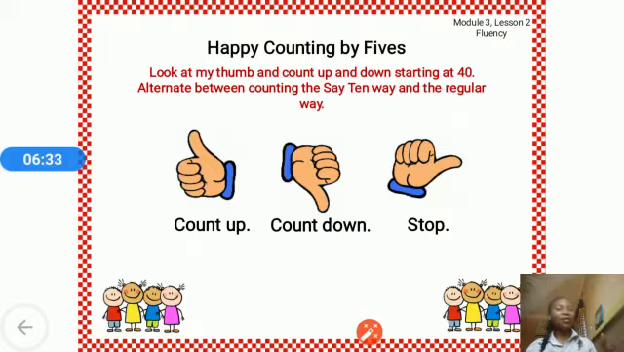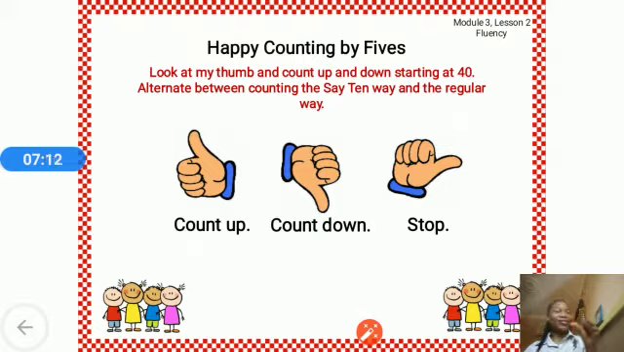Now let's count downwards from 40 to 5. Let's count in 5 in regular way. 40. Now we're counting down, so my thumb has to go down. Now let's go. 40, 35, 30, 25, 20, 15, 10, and 5. So you have to stop.